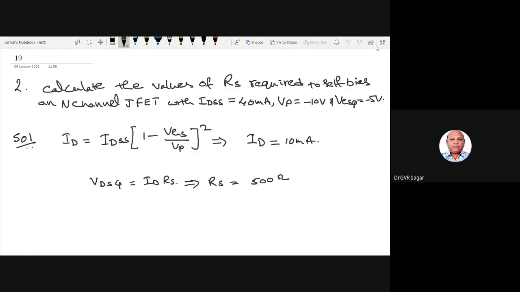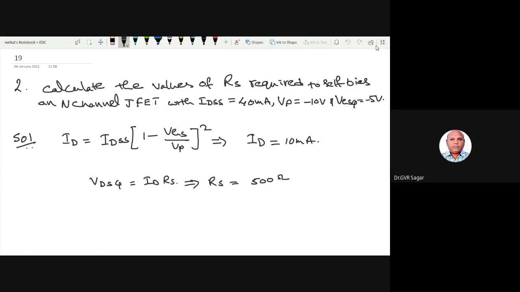Right? So, calculate the value of RS required to self-bias an N-channel JFET with IDSS, the drain to source saturation current, of 40 milliamps and the pinch-off voltage of -10 volts. Pinch-off voltage is the maximum voltage at which the pinch-off process occurs. The pinch-off phenomenon occurs when the electric field is created and a narrow gap is created between the two gate barriers.